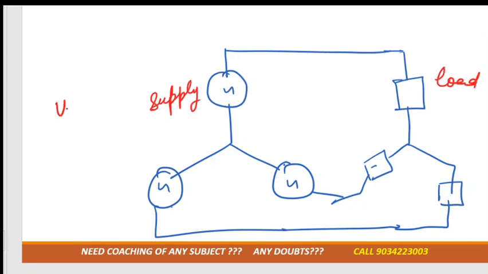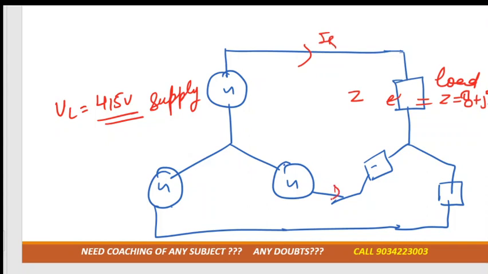For the supply voltage, how much have they given? VL is equal to 415 volt, and for the load impedance, Z is equal to 8 plus j6. Clear this thing? Now they are asking for the line current. Line current means IR, IY and IB, which we need to calculate. This is suppose R, this is suppose Y, this is suppose B. R is connected to R connection, Y is connected to Y connection, and B is connected to B connection.